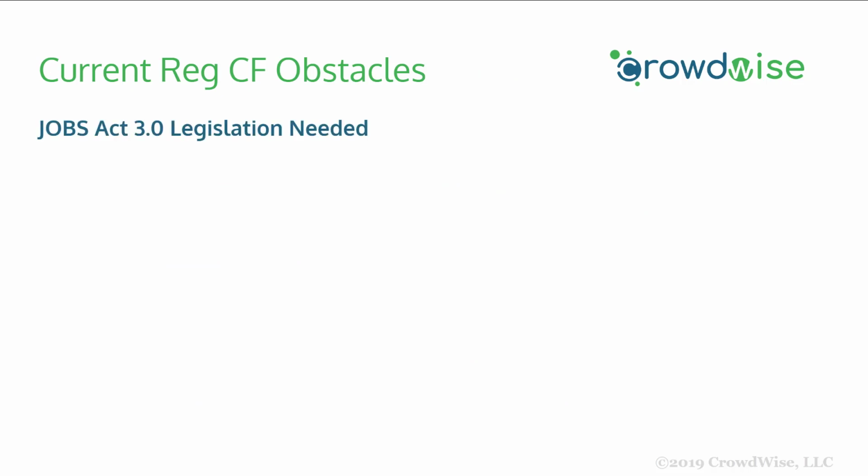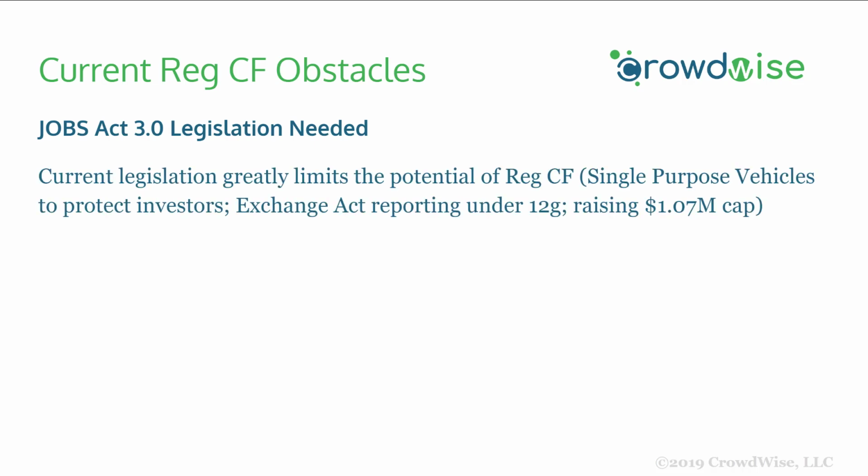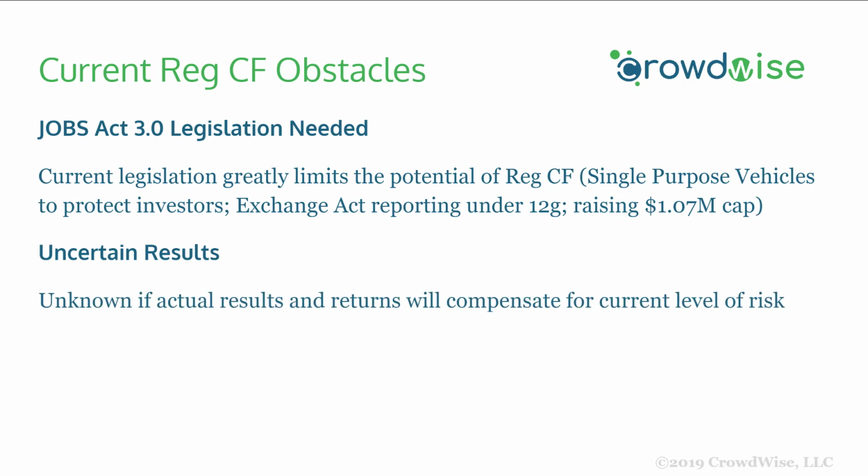Now, Reg CF has a lot going for it, but as of early 2019, there are still some obstacles to be overcome. First, Jobs Act 3.0 legislation is needed. This is because some of the current laws greatly limit the potential of Reg CF. Some of the things that would help are single-purpose vehicles that would help protect investors, Exchange Act reporting exemption under Section 12G, and raising the current $1.07 million cap to allow more funds to be raised. As discussed, the results are also very uncertain right now in terms of what the returns will be. It's unknown if the high risk will be compensated with higher rewards, but that will be something that we'll be monitoring and reporting on CrowdWise.